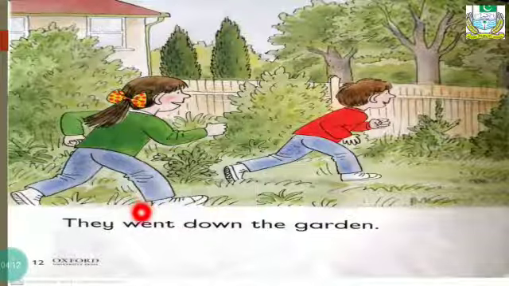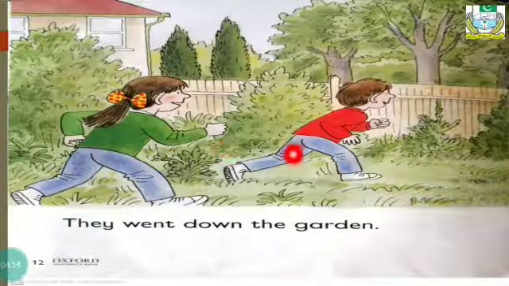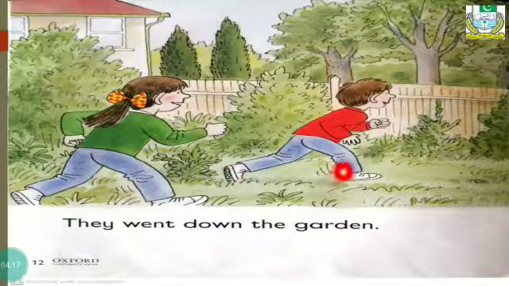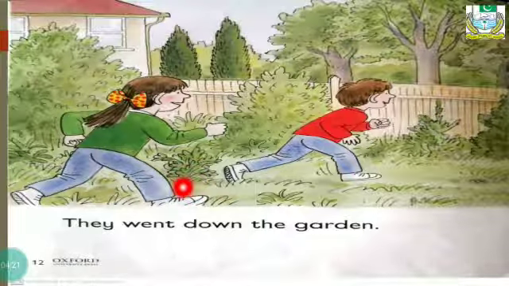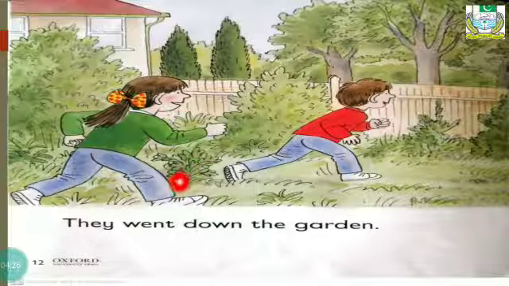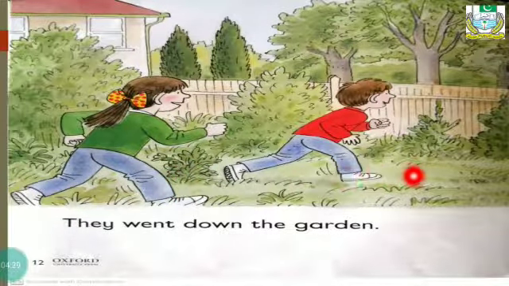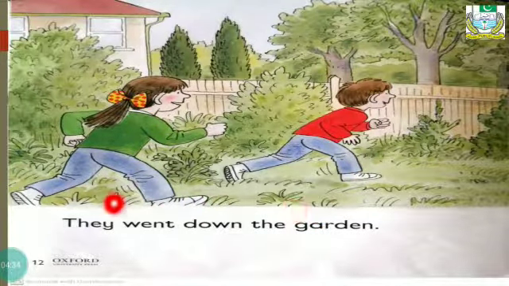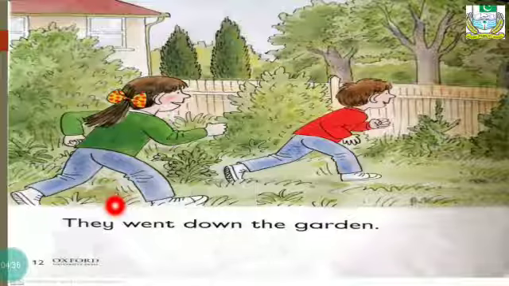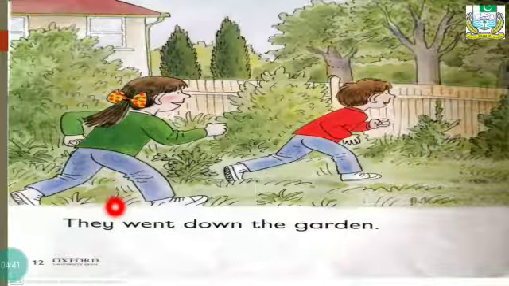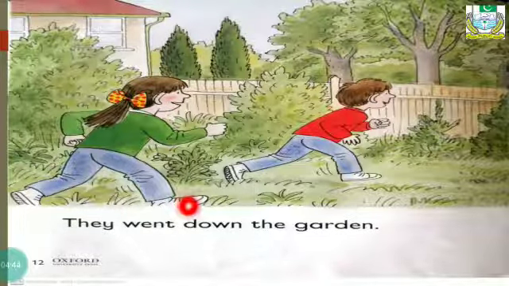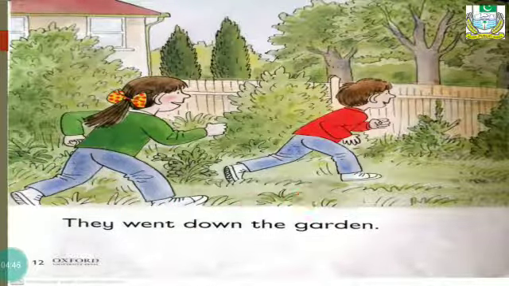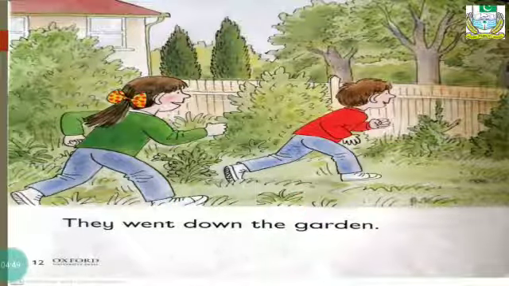Now, Biff and Chip, we can see they are running in the garden. There is a garden outside the big and beautiful house. They went down the garden. First they went inside the house. They went upstairs to look how beautiful the house was. And then they came down and they went to the garden. They went down the garden, Biff and Chip.